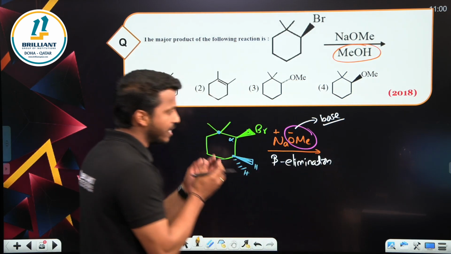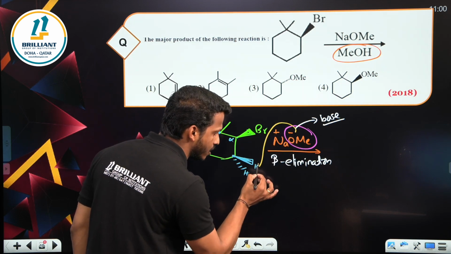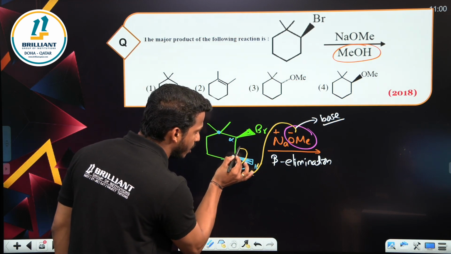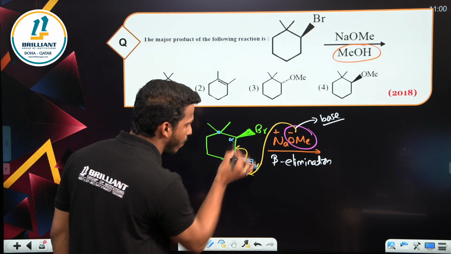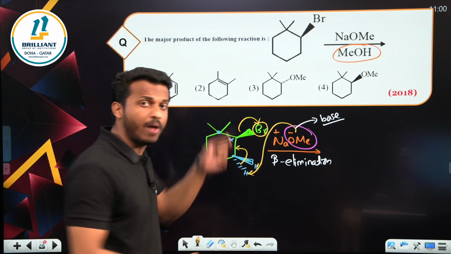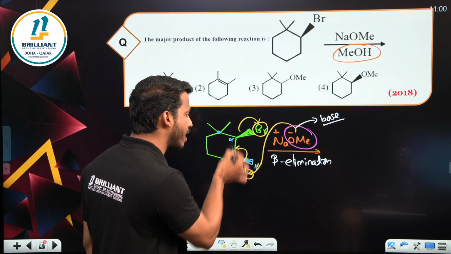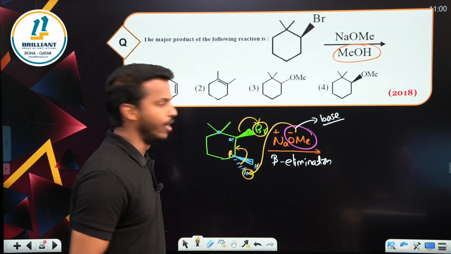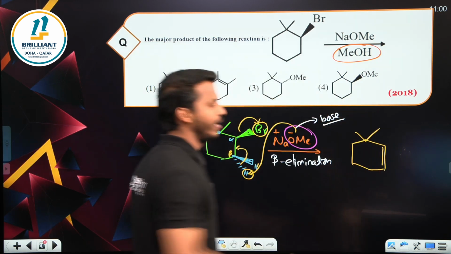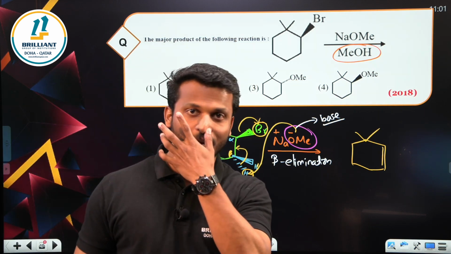So how can we replace the hydrogen? Here the base, the OMe, will abstract this proton, and what happens? This bond electron shifts here, so it becomes a double bond and the bromine leaves. Actually, what we are doing here is taking the halogen from the alpha carbon, taking one hydrogen from the beta carbon, and making a double bond between the alpha and beta carbon. So what is the product in this one, dear all? There are two methyl groups already here and one double bond here. You will get an alkene. You know, haloalkanes when they undergo beta elimination give an alkene.